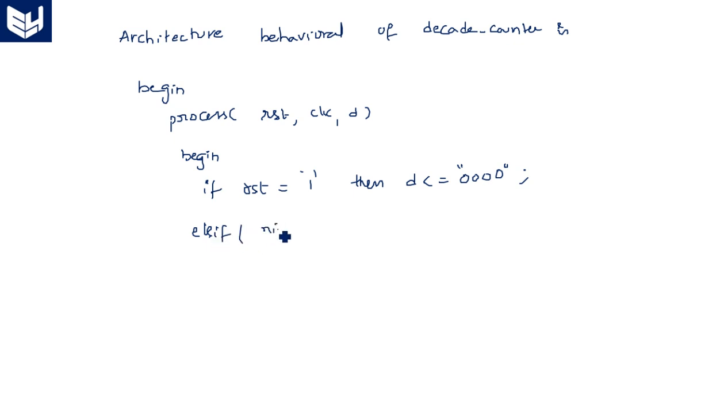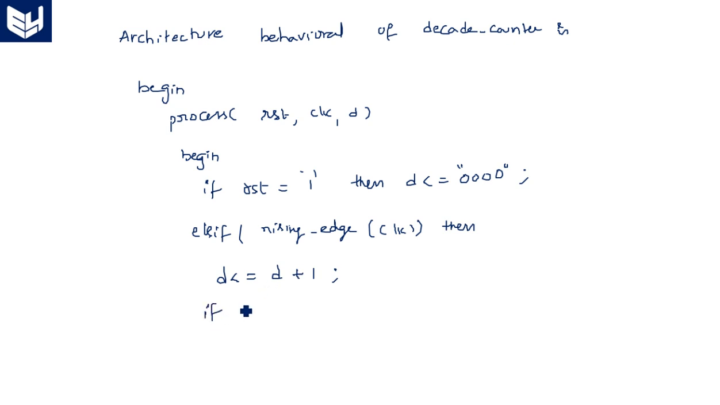Else if rising edge of the clock, then what happens? D is initially 0, now it will be incremented by 1. So D is equal to D plus 1. Here we are performing the increment operation.